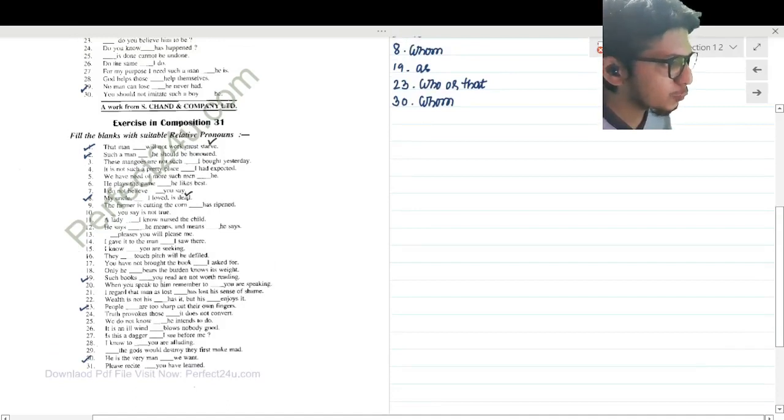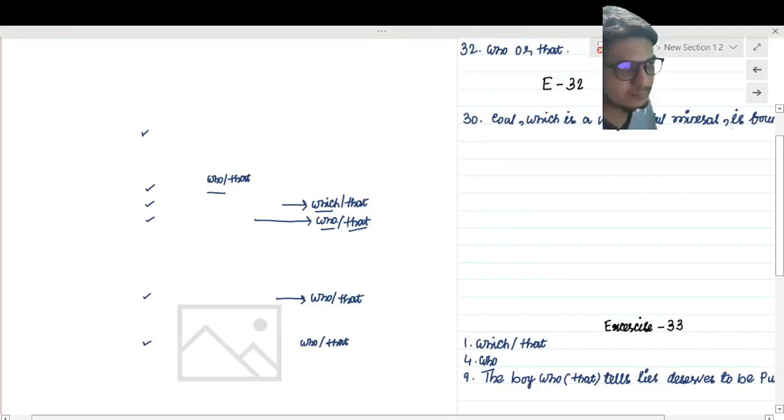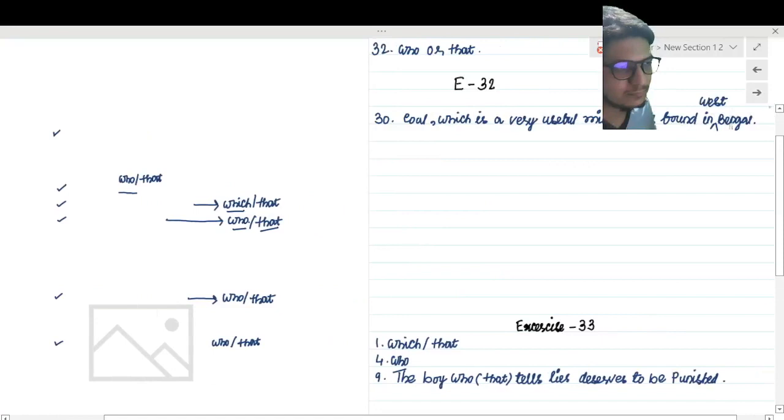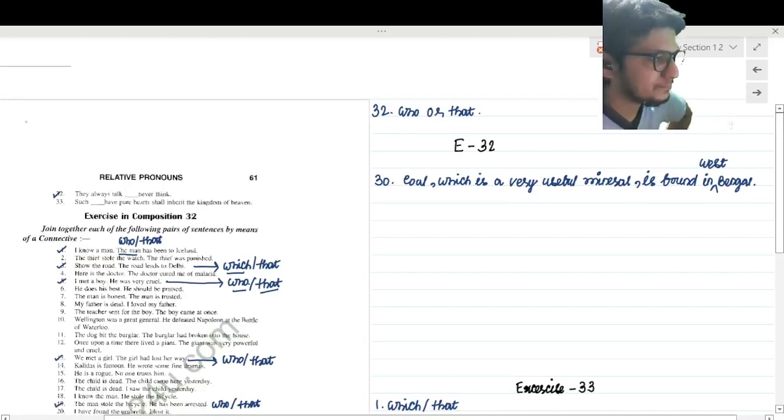Question 19. Such books as you read are not worth reading. People who or that are too sharp cut their own fingers. He is the very man whom we want. Question 32. They always talk who or that never think.